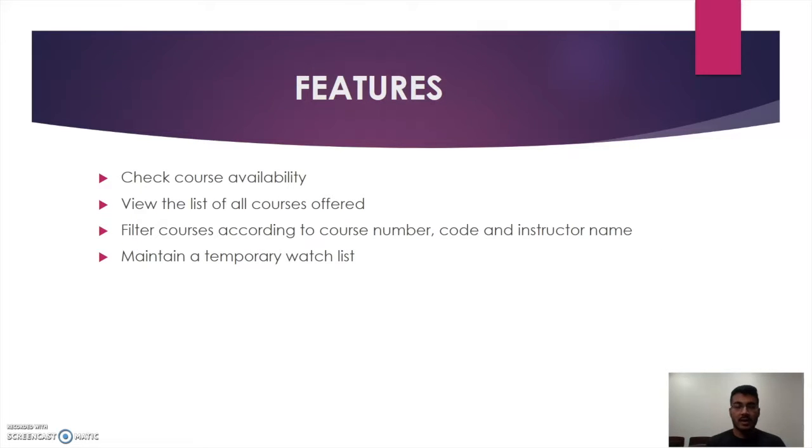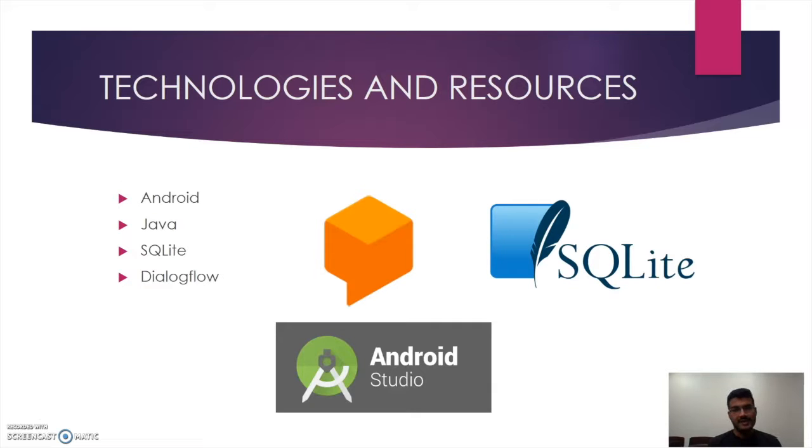So the features that were included in our application were: we can check the course availability in the system. We can view the list of all the courses offered that semester. We can filter the courses according to the course number, course code, and instructor's name, and maintain a temporary watch list. The technologies and resources that we used in the application were Android, Java, SQLite, and Dialogflow.